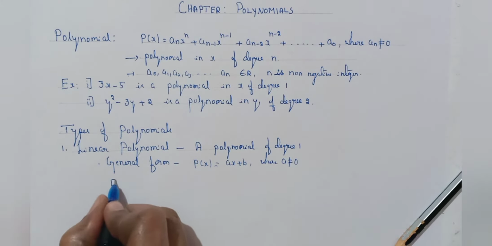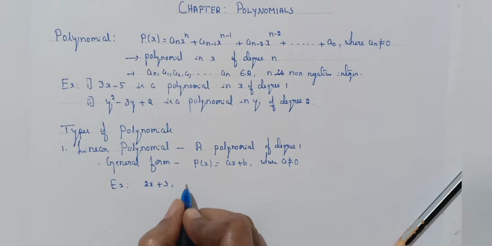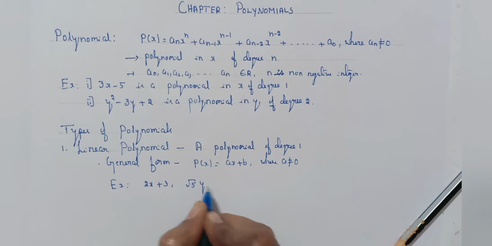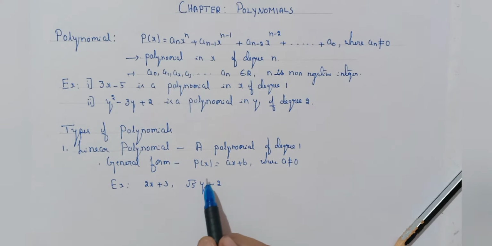Example, 2x plus 3 and root 5y minus 2. Here, in the polynomial 2x plus 3, the degree of the polynomial is 1. So, it is a linear polynomial. In the polynomial root 5y minus 2, the degree of the polynomial is 1. So, it is a linear polynomial.